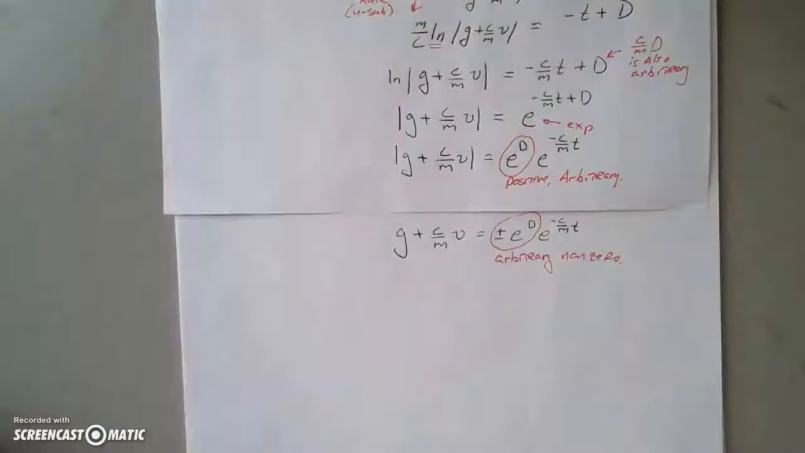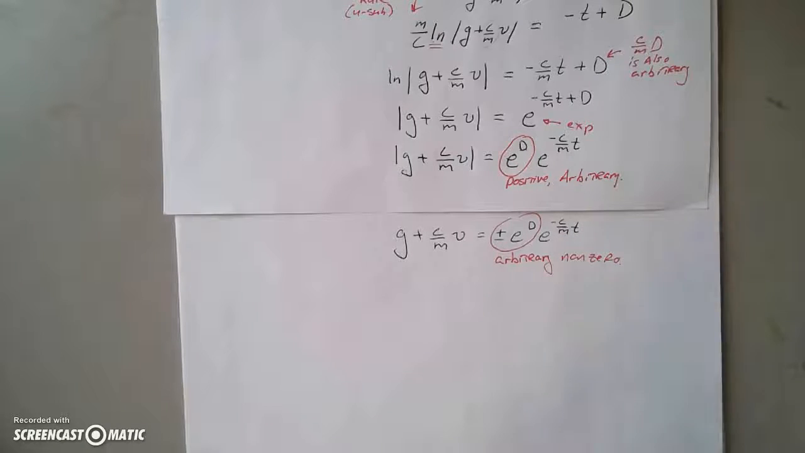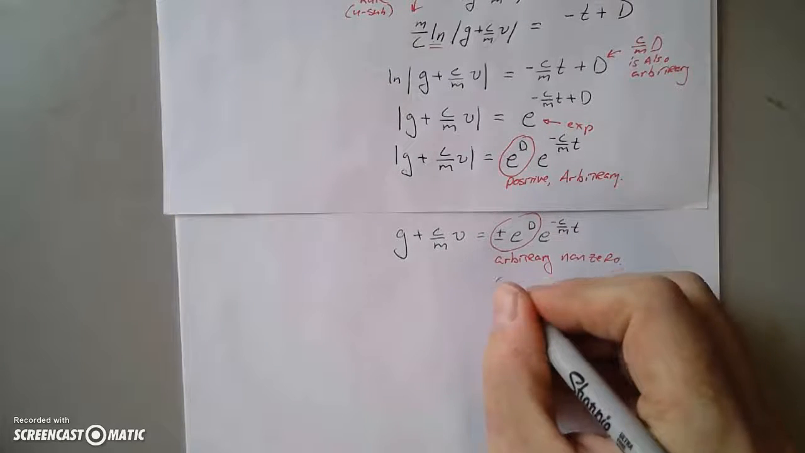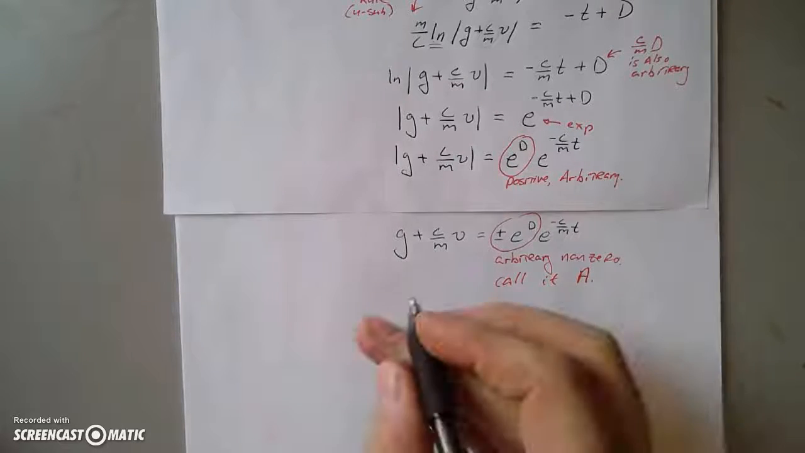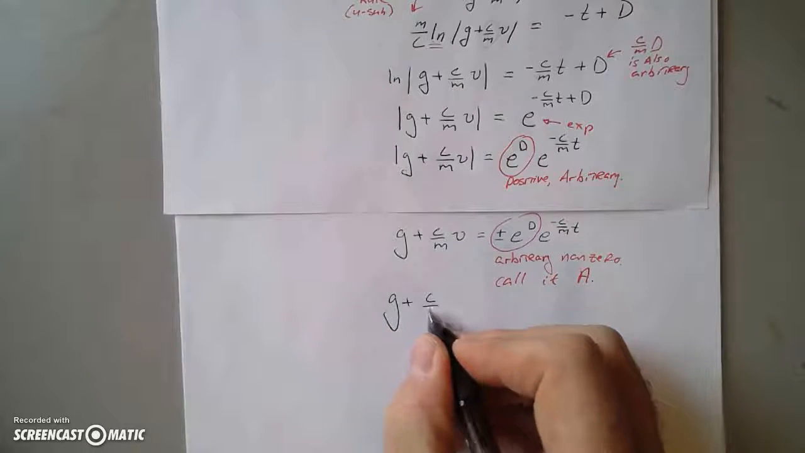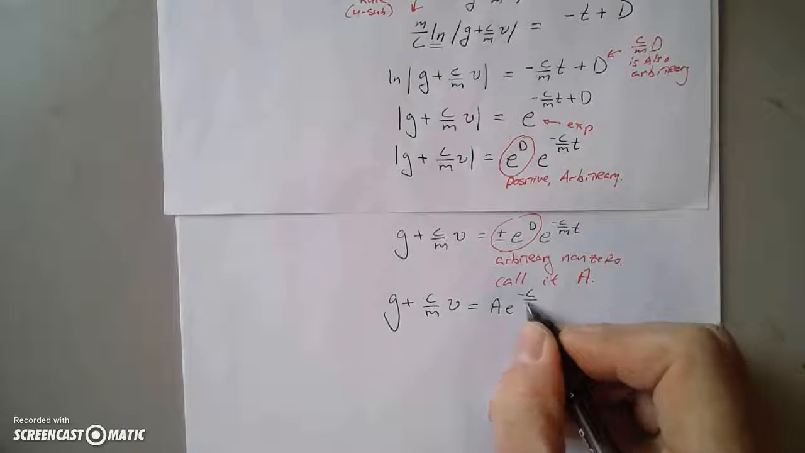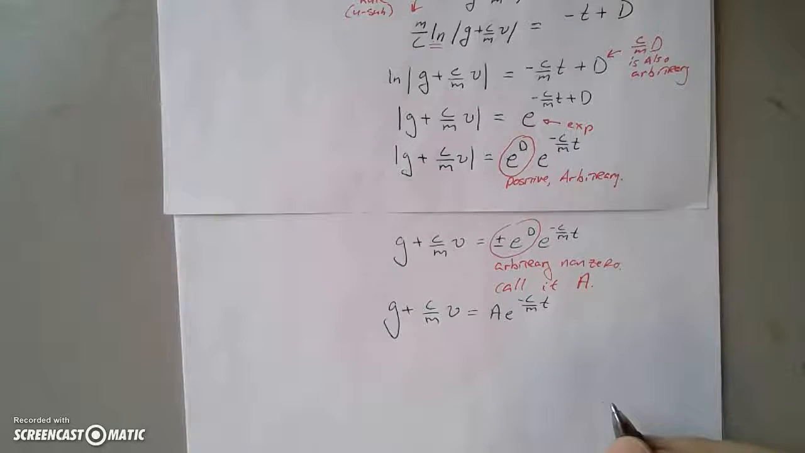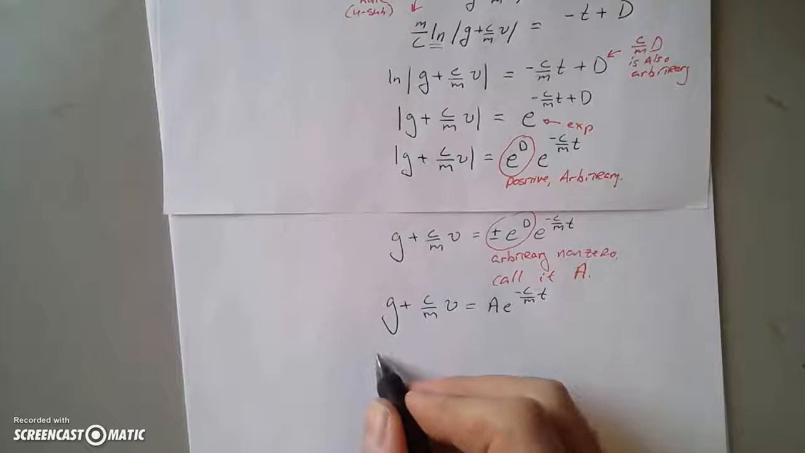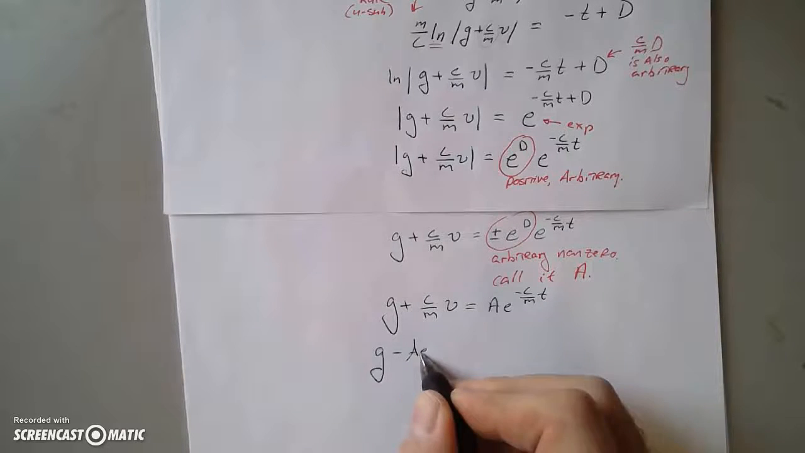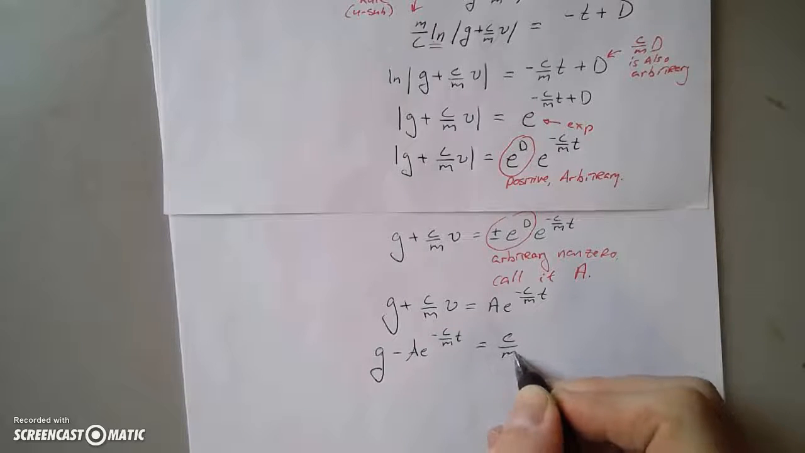All right. So keep solving. This is all the algebra stuff. We're also going to replace this with a. Call it a. So then we have g plus c over m, v equals a, e to the c over mt. Let's keep solving. We're going to move things around. G minus a, e to the minus c over mt equals c over mv.